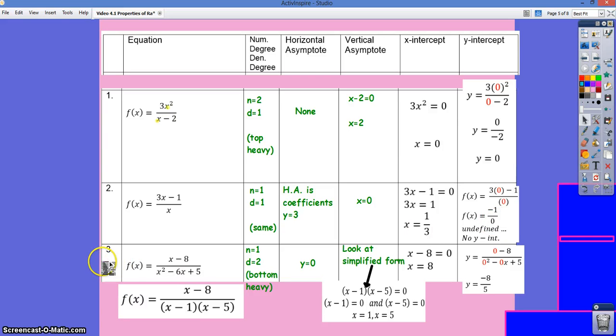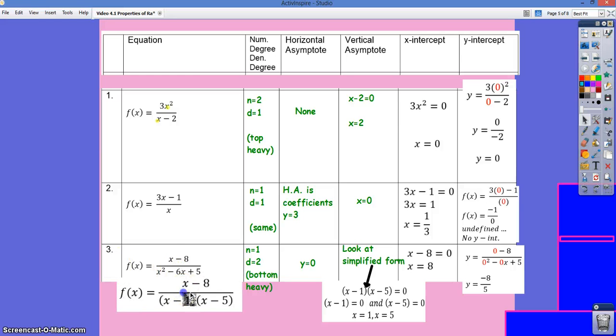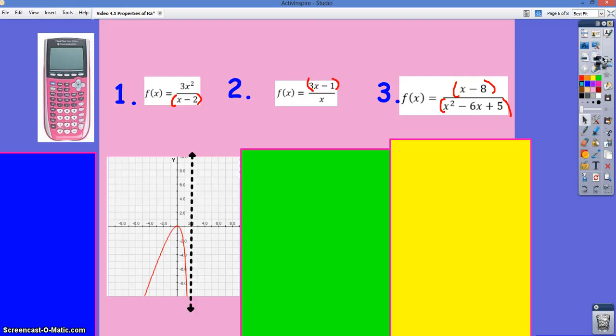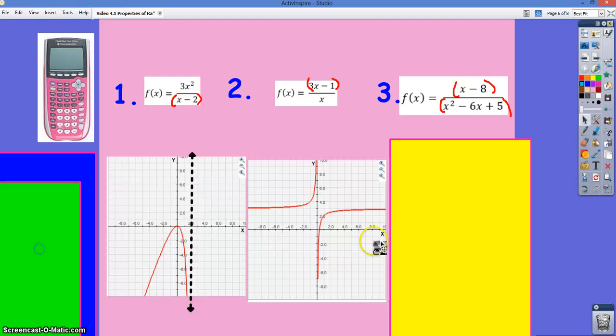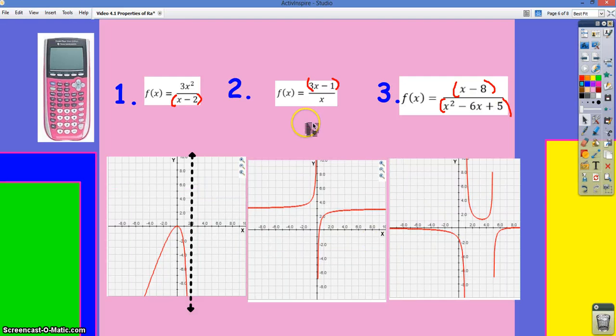On number 3, please note that you must have simplified the denominator. If you simplify that, what multiplies to 5 and adds to negative 6? Well, that's x minus 1 times x minus 5, and once you simplify it, you can easily find your vertical asymptotes. Go ahead and pause the video if you need to copy the answers. Go back and also graph each of these functions and make sure you know how to graph them on your calculator.